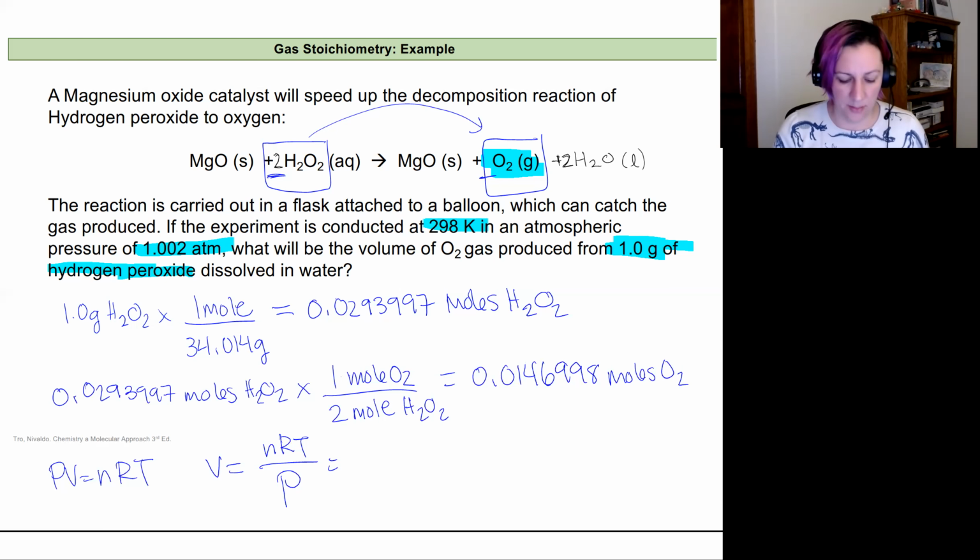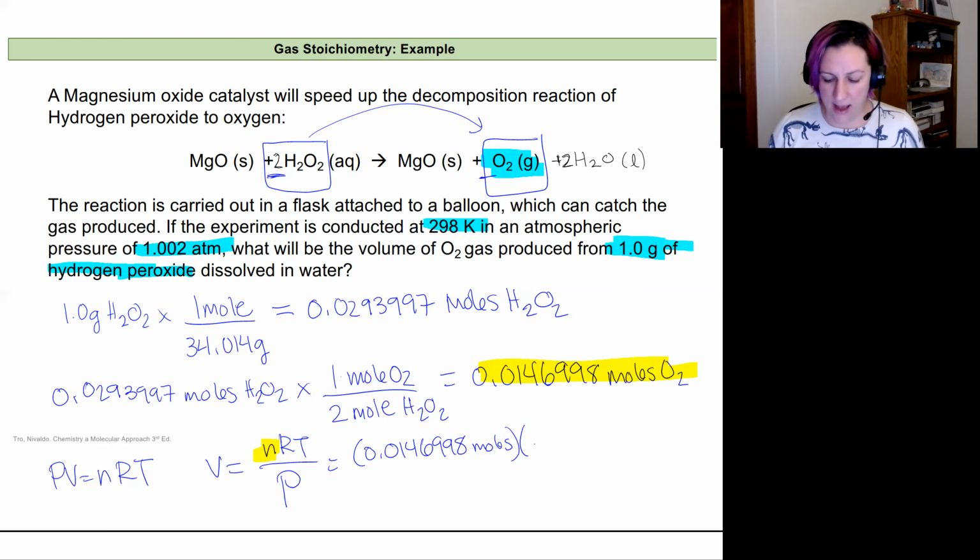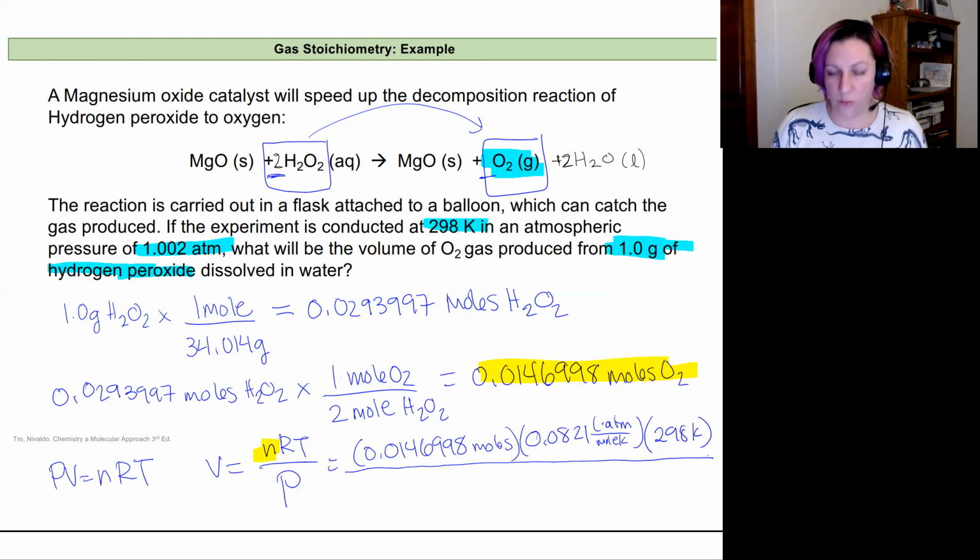Now, the moles that I'm going to plug in here are the moles that I just calculated of oxygen. So that's going to be our 0.0146998. I have my temperature in Kelvin. I have my pressure in atmosphere. So I'm going to use my 0.0821 liters times atmospheres per mole Kelvin, and my temperature of 298 Kelvin, all divided by the pressure in the room, which is going to be 1.002.